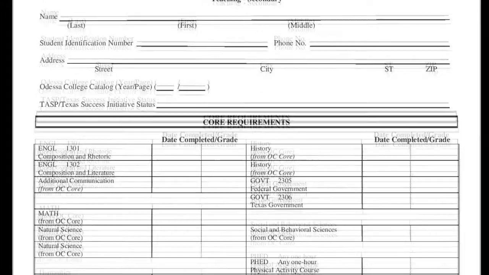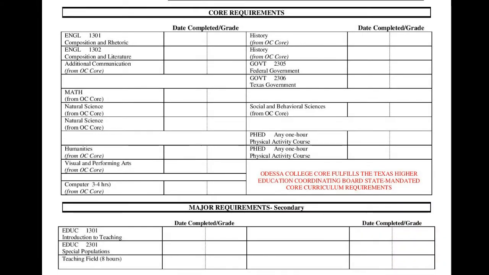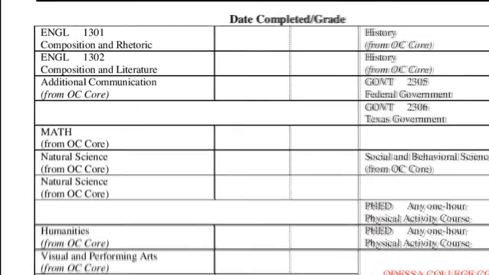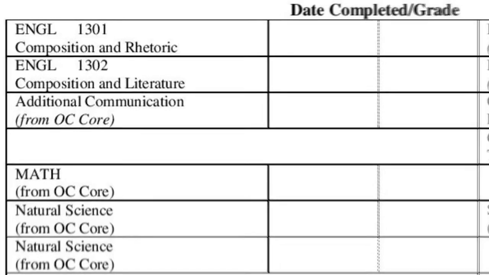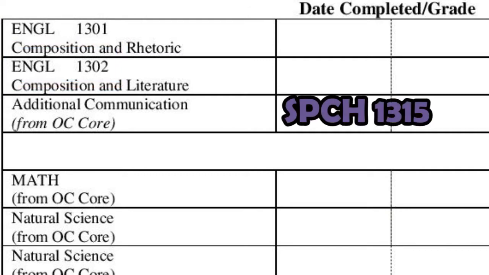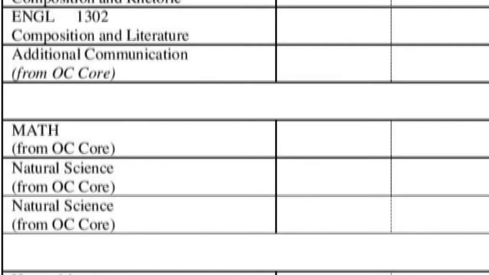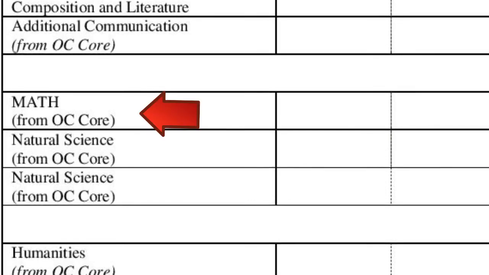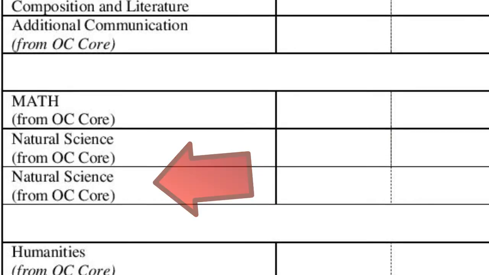Then you notice there are two sections on the degree plan: the core requirements and the AAT major requirements. Let us first look at the core requirements for the AAT all-level art degree. There are 9 hours of communication which are required. These consist of English 1301, English 1302, and 1315 speech. In the next section, there is 1 math and 2 sciences required.